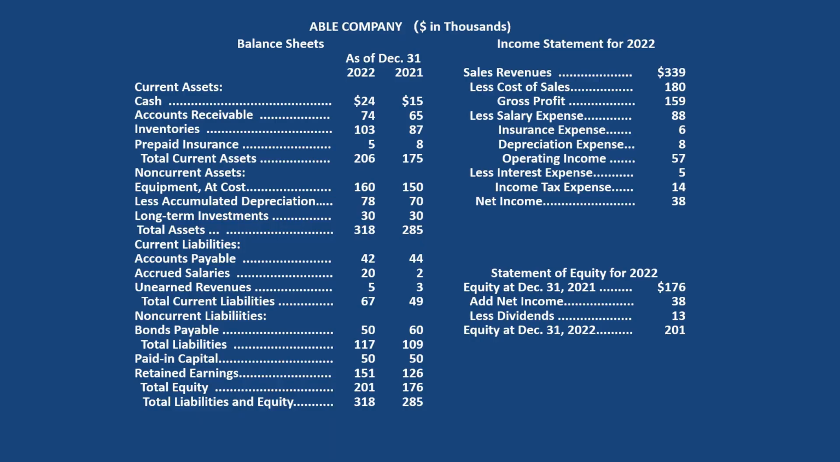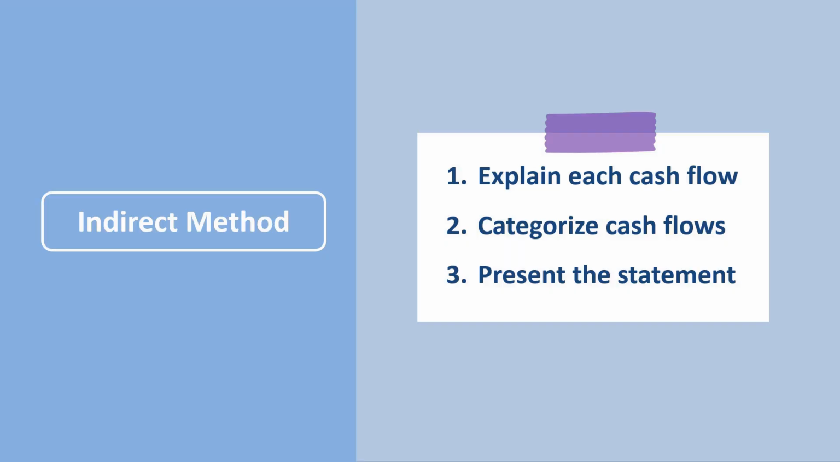Now, let's create a statement of cash flows for Able Company using the indirect method. We'll go through the process in simple steps. The first step is to find out the reasons behind cash changes. This initial step can be divided into two more manageable phases.